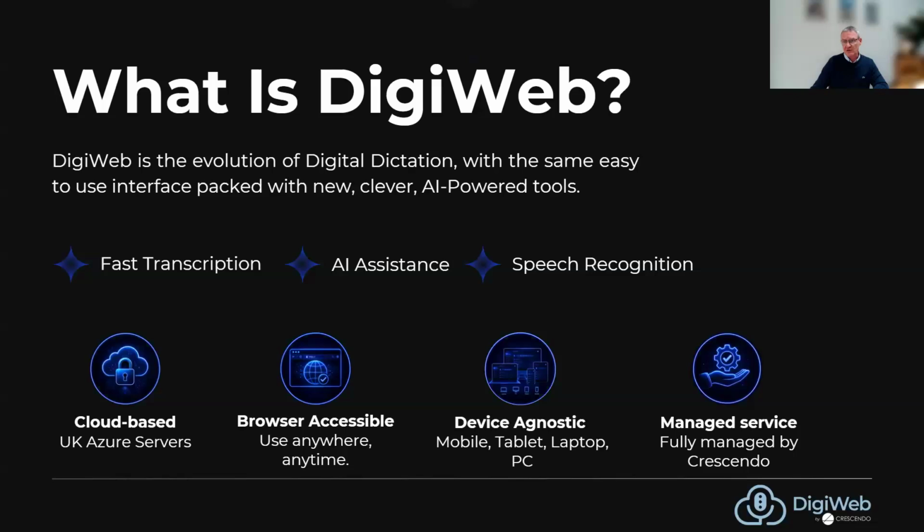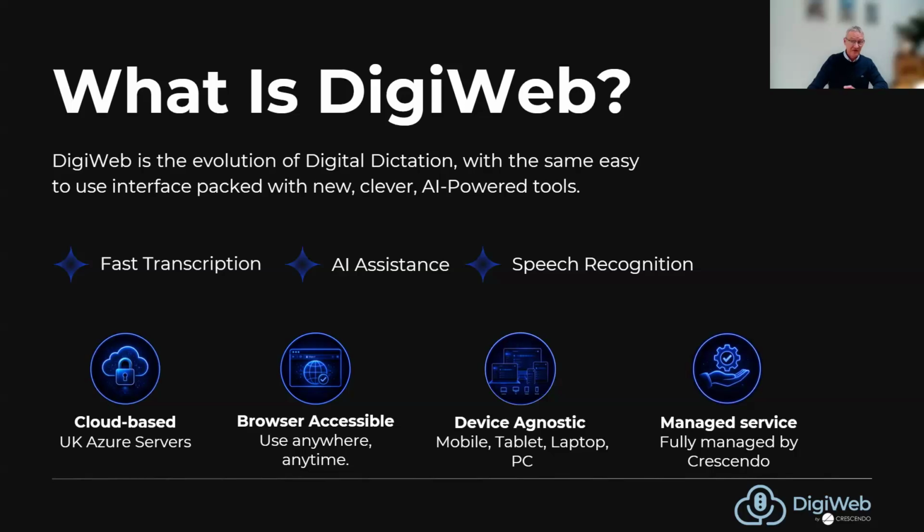So, what is DigiWeb? DigiWeb is the latest version of Crescendo's traditional digital dictation software, but the platform now provides more than just digital dictation. Users can now choose to use the basic feature, digital dictation. So dictate, send an audio file to a secretary or typing pool. They listen back to the dictation and type what they hear. This is a smooth, reliable workflow that your team will already be familiar with.